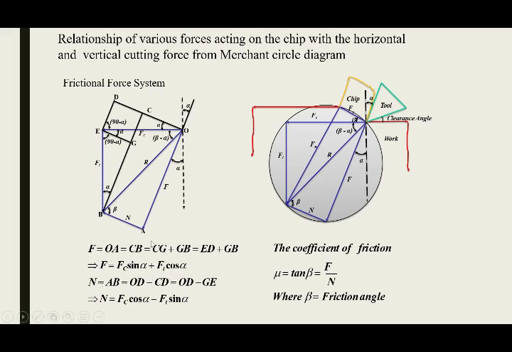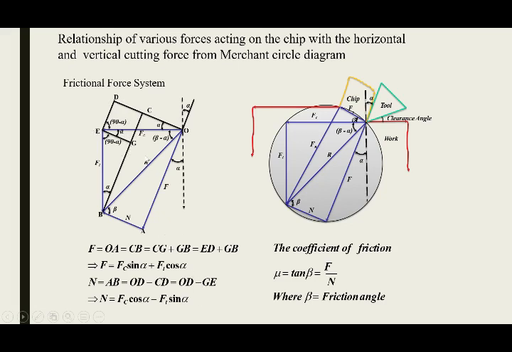Okay. Similarly, we can derive capital N, that is the normal to friction. Capital N is equal to AB. AB is equal to OC. Okay. And OC is equal to OD minus CD. OD minus CD will be OC. Okay. So what is CD? CD is GE. Both are having the same values. So CD is equal to GE.